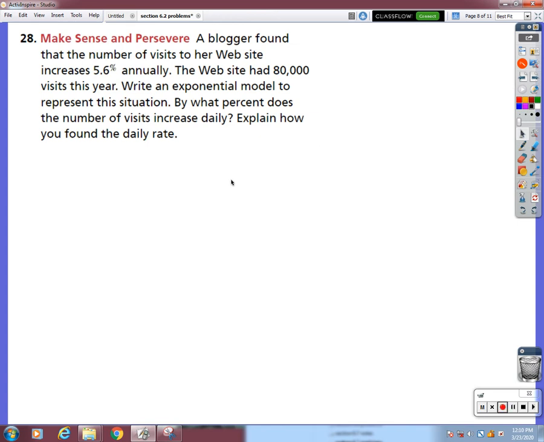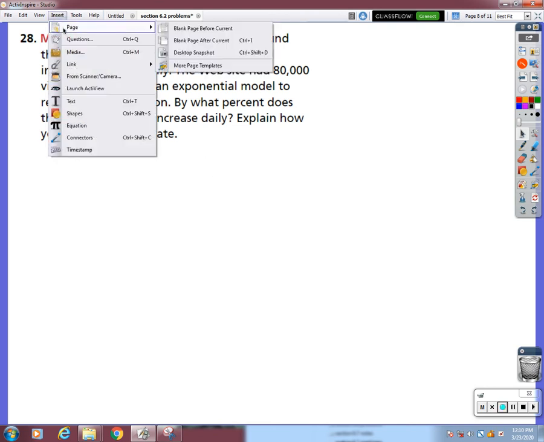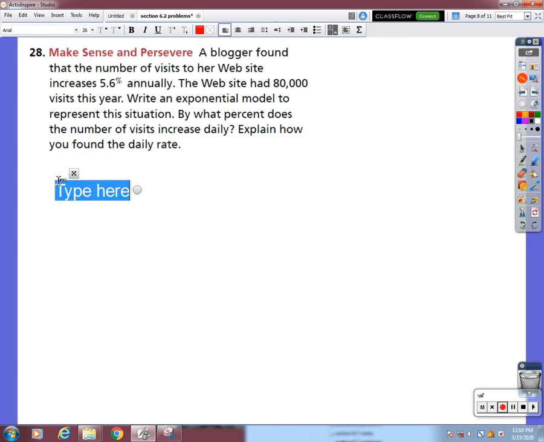Okay, next one. A blogger found that the number of visits to her website increases 5.6% annually. The website had 80,000 visits this year. Let's start by writing an exponential function that models that. So we are doing 80,000 times 1 plus. Okay, annually, so I don't need to divide this by anything. I'm just going to change this into a decimal, and then raise that to some variable t.